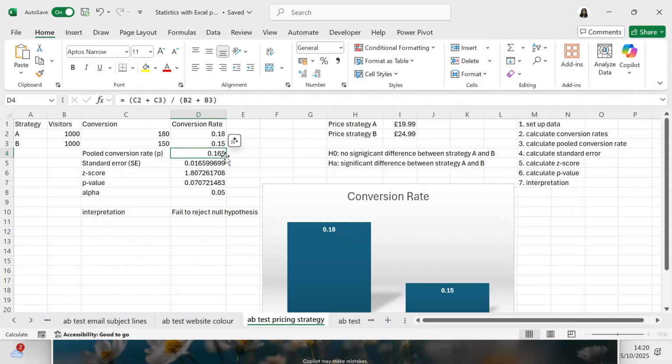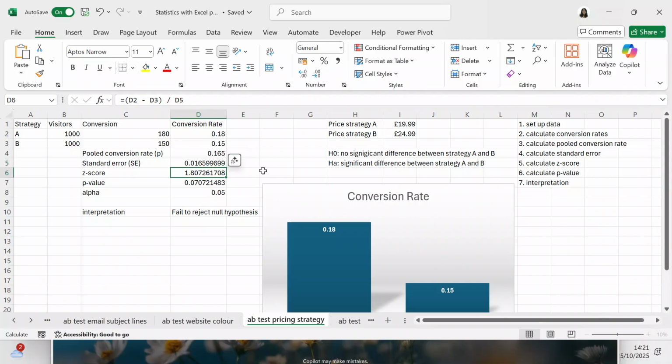And now we do our pooled conversion rate, which is C2 plus C3, which is 180 plus 150, divided by B2 plus B3, which is 1,000 plus 1,000. So you have a pooled conversion rate of 16.5%. So we have our standard error. You have a formula to calculate standard error being square root, brackets, D4, which is your pooled conversion rate, times 1 minus D4, times 1 divided by B2 plus 1 divided by B3. And that gives you a standard error of 1.659%.